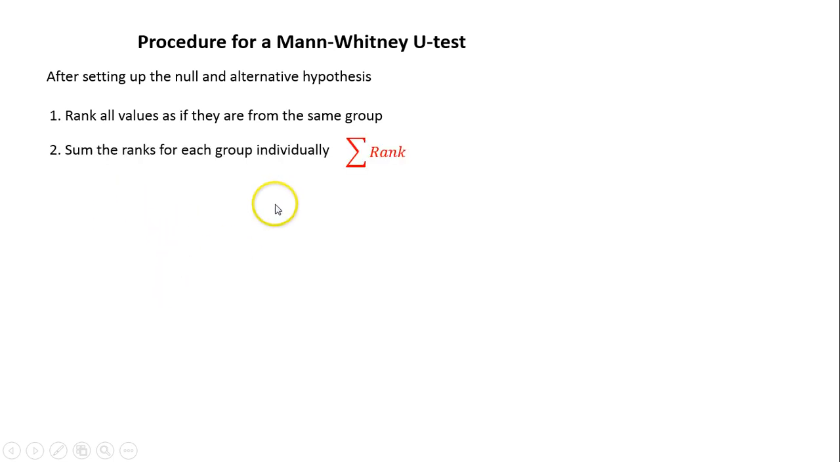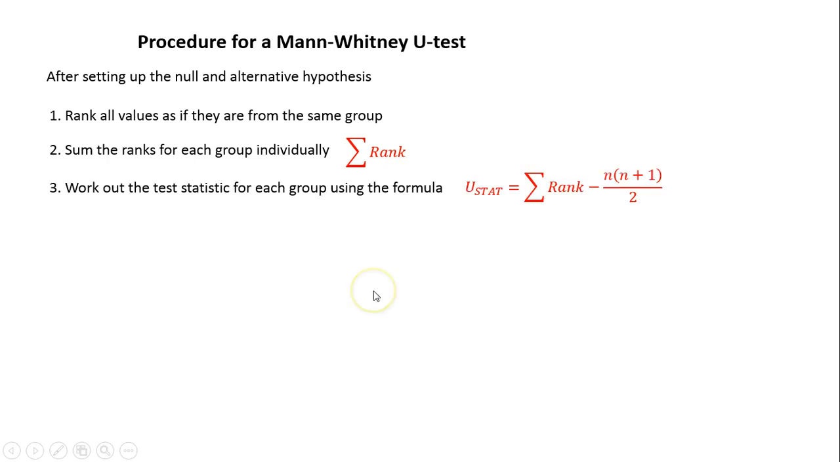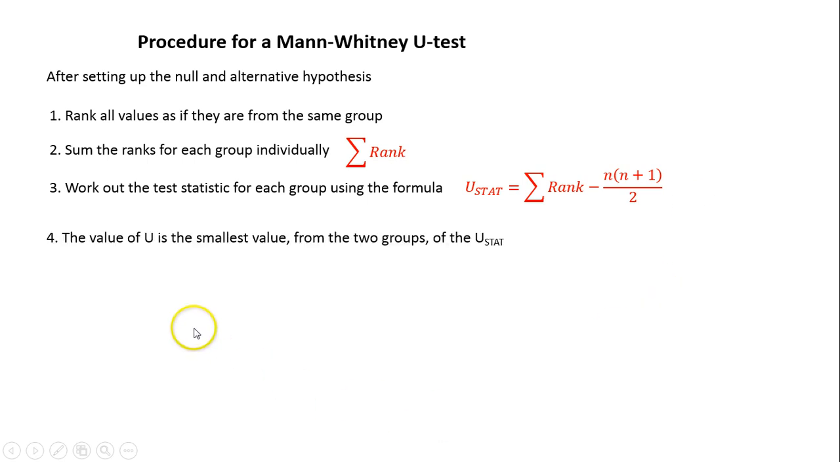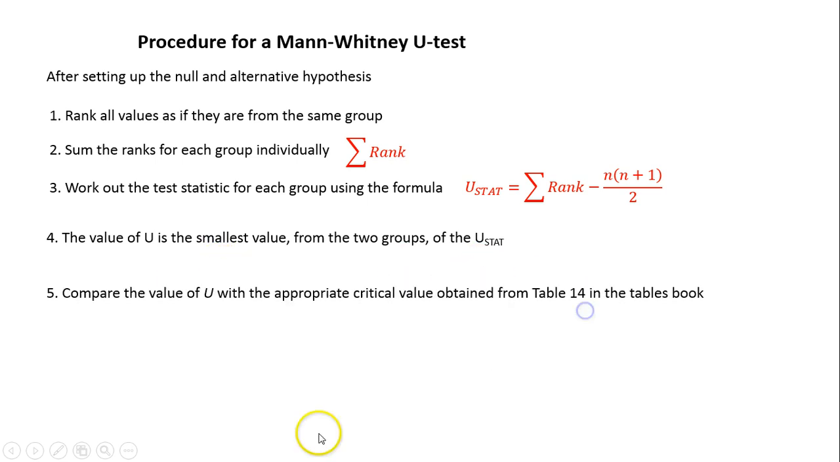After setting up the null and alternative hypotheses, we rank all the values as if they are from the same group. Sum the ranks for each group individually. Work out the test statistic for each group using the formula: the sum of the ranks minus n(n+1)/2. The value of U is the smallest value from the two groups of the U statistic.